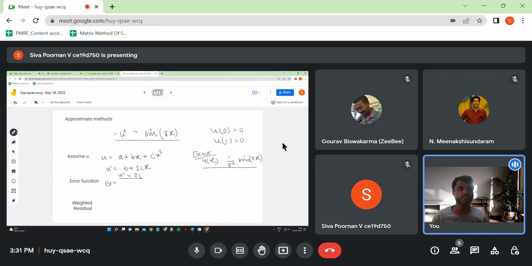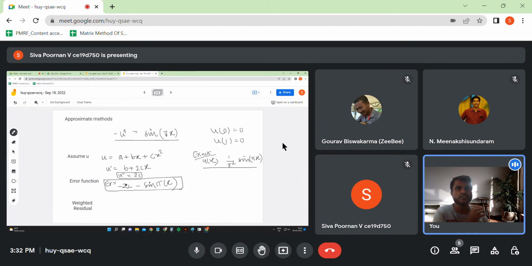So I know that the approximated u double dash is 2c. But I know that u double dash should be equal to the negative of sine pi x. If the solution was right, it should satisfy this condition. So the error is the difference between 2c, which is u double dash of the assumed solution, and the actual u double dash, which should equal minus sine pi x. So I can say the error function is minus 2c minus sine pi x. This is the error function.